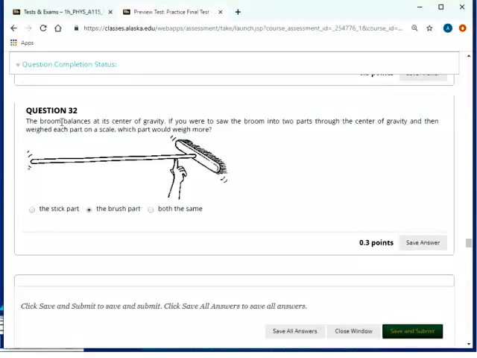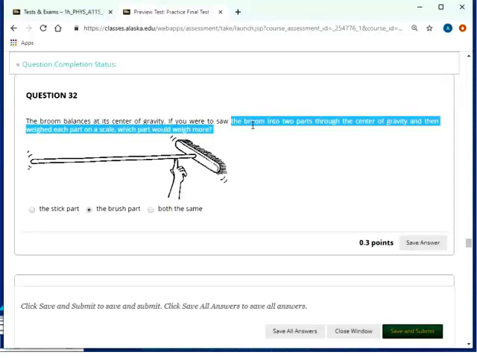All right, the broom balances at the center of gravity right here. If you were to saw the broom into 2 parts through the center of gravity and then weigh each part on a scale, which part would weigh more? Well, the brush part, because it has a shorter lever arm, therefore it needs to have more mass. This one here has a longer lever arm. In fact, once you sawed it apart right here, the new center of mass of the stick part would be about here.